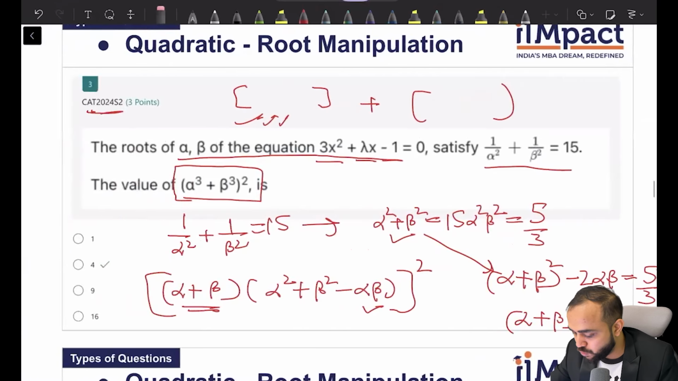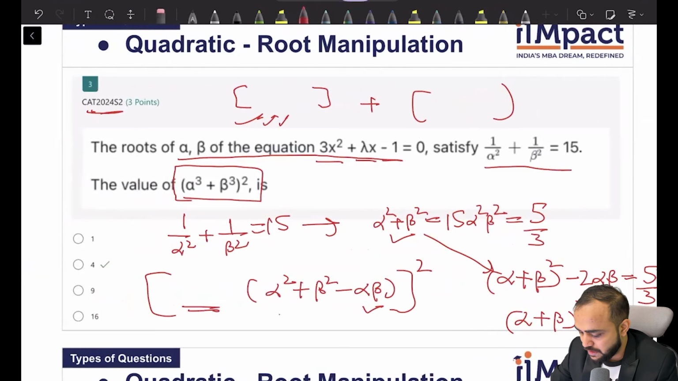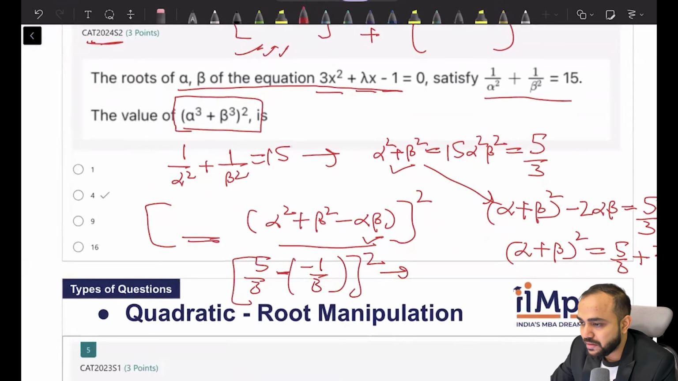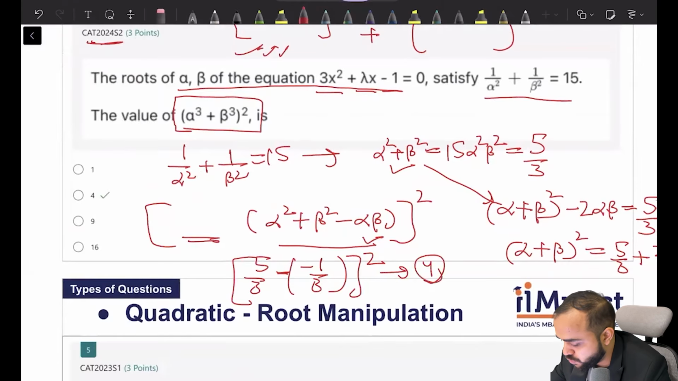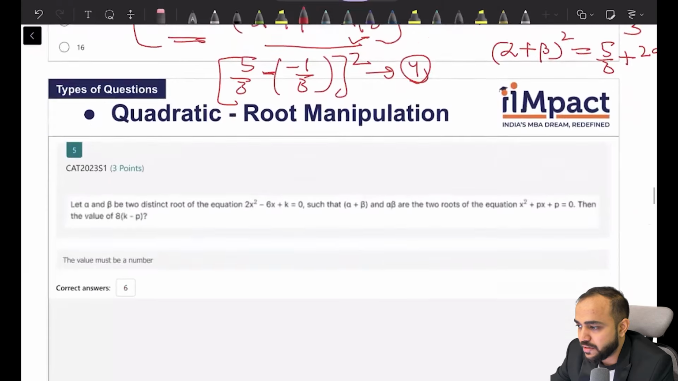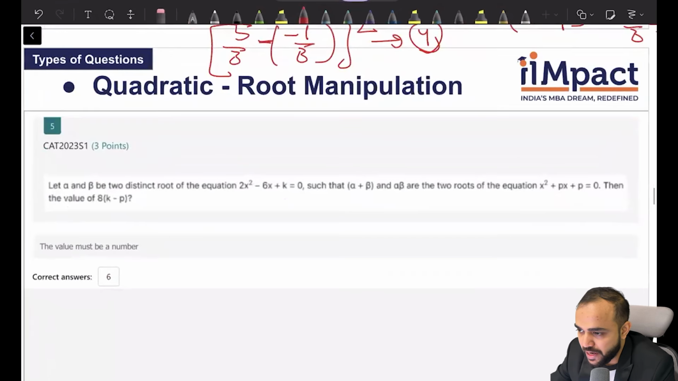So can I just remove this from here, because it is getting whole squared. So all I'm concerned with is this expression. So alpha square plus beta square is 5 by 3, and alpha beta is minus 1 by 3. So this thing is getting squared, which is 6 by 3, that is 2 square, which is 4. So the answer for this question is going to be 4. Yes? All right. Nothing complicated here. Just the expression values that you know, what is alpha plus beta, what is alpha beta. Now you just have to convert everything into that.